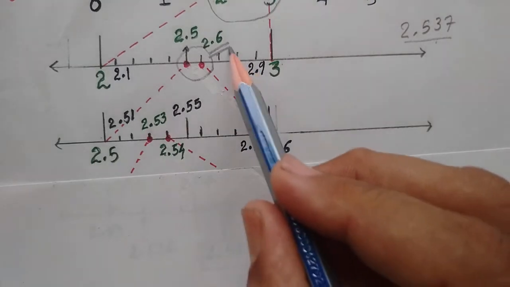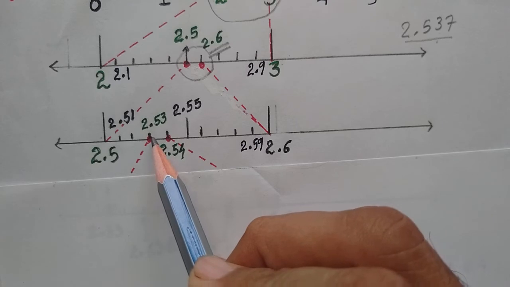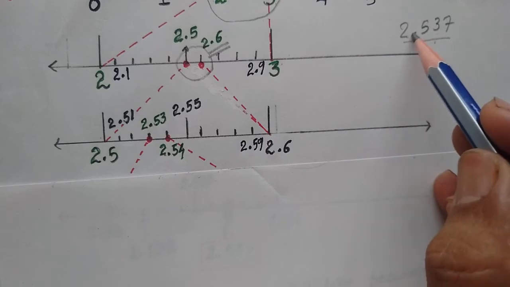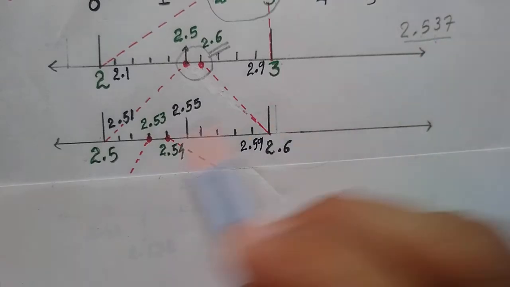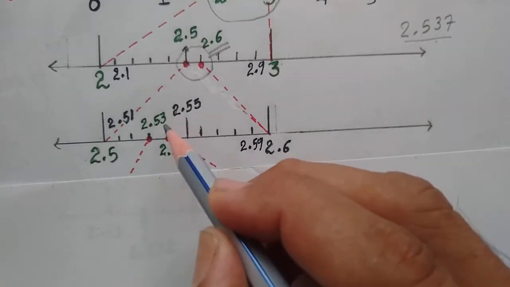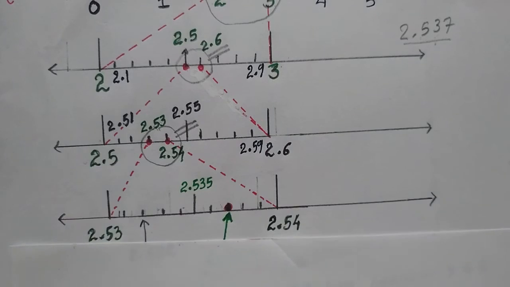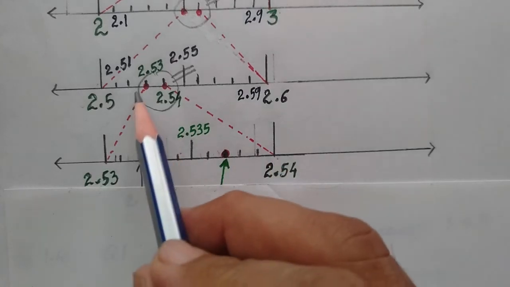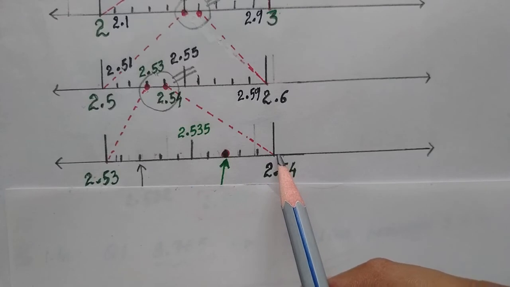2.5 is here, 2.6 is here, and now children, we want 2.53 here. So here you can see 2.53 and 2.54, children. Now children, we magnify these two numbers. Okay, so we get this situation, children. This is 2.53, this is 2.54. In between these, our required number is there.